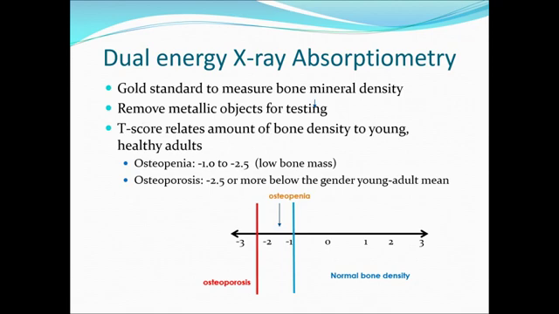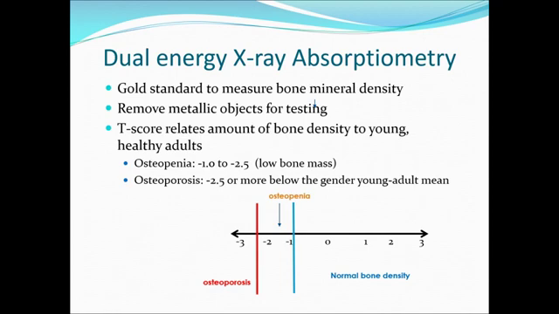So getting to the DEXA scan. This is, I mentioned before, the screening test. It is the gold standard for measuring bone mineral density. Okay, so very, very important for your patient prep-wise. They do not have to be NPO, nothing like that, but they do need to remove metallic objects for testing. Not that it's going to cause them harm, but it's going to interfere with the accuracy of the test.